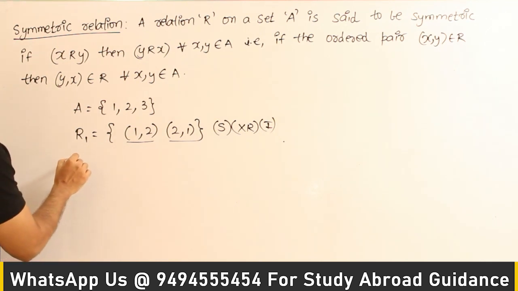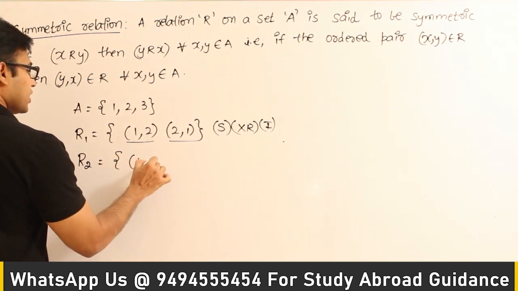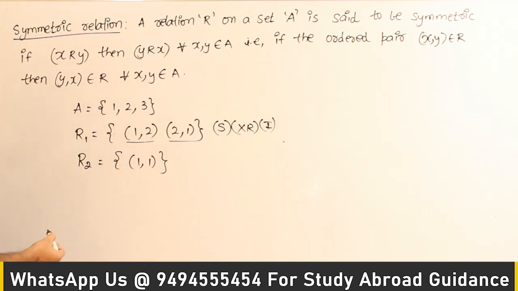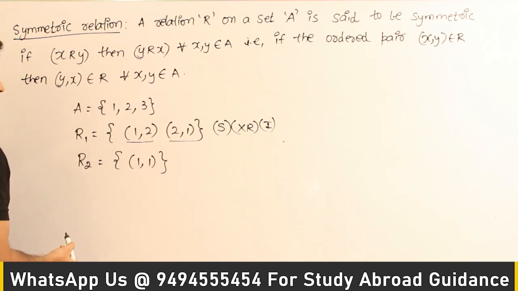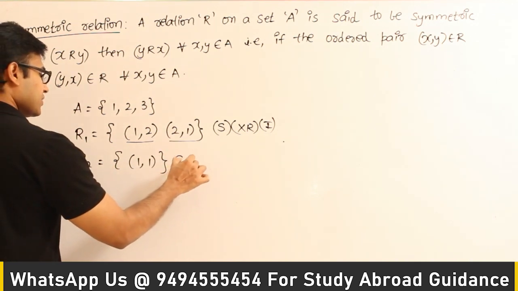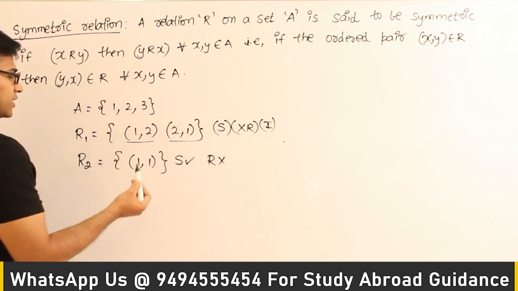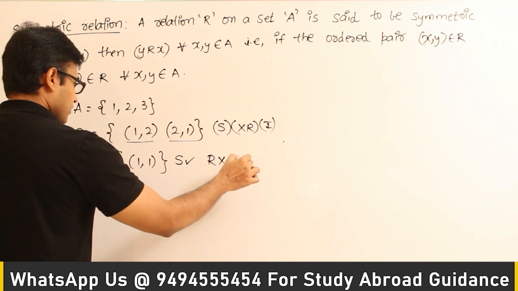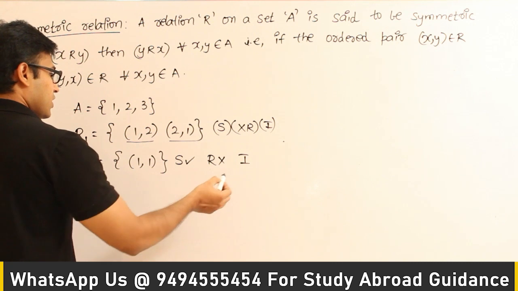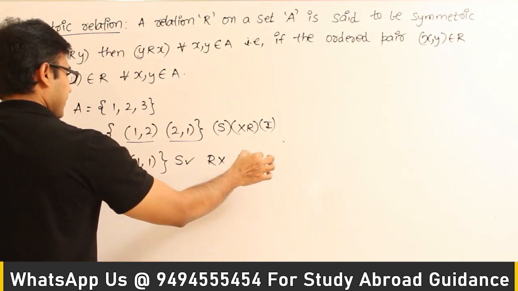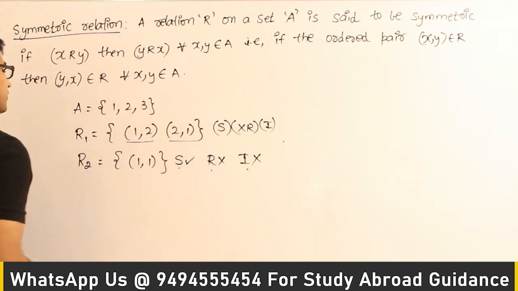Okay, now tell me about this. R2 equal to, let's say, {(1, 1)}. Is it symmetric? Yes, it is symmetric because x comma y is present and y comma x is present. It is definitely symmetric. What about reflexive? It is not reflexive because all the diagonal elements are not present. Is it irreflexive? It is not irreflexive either, because we are having at least one diagonal element. It is not reflexive, it is not irreflexive, but it is symmetric.